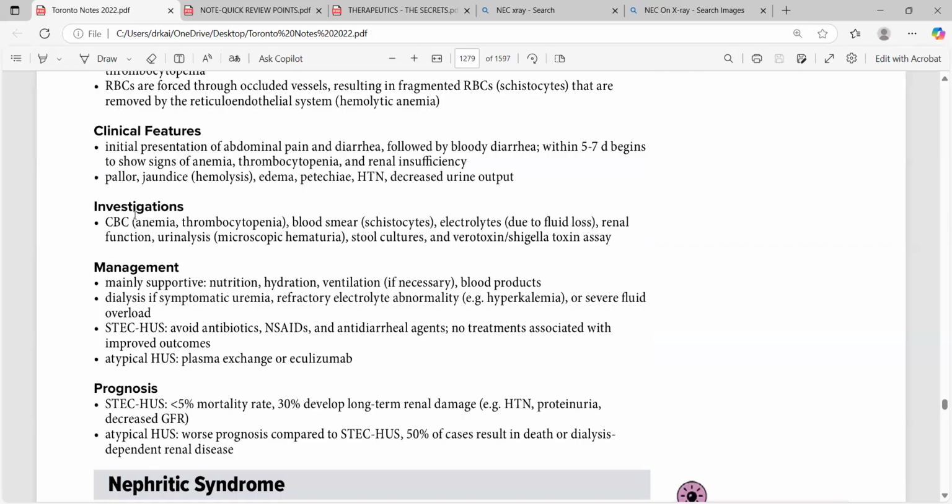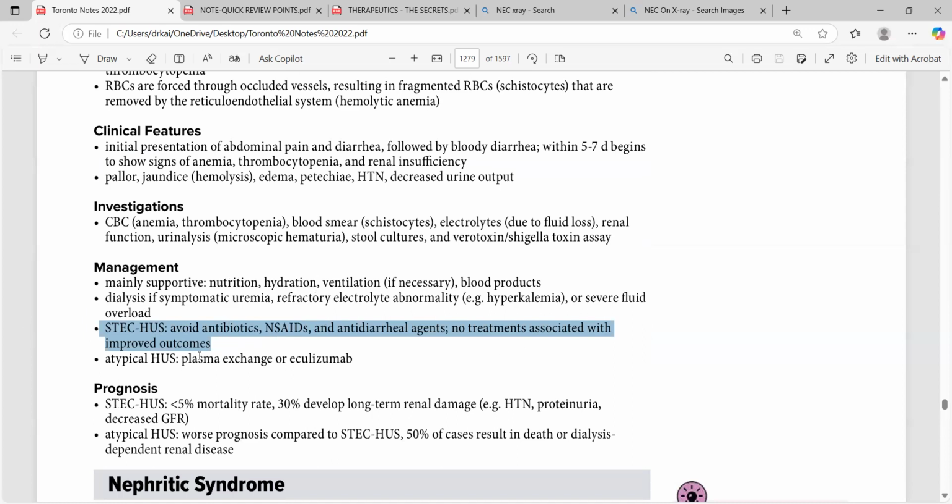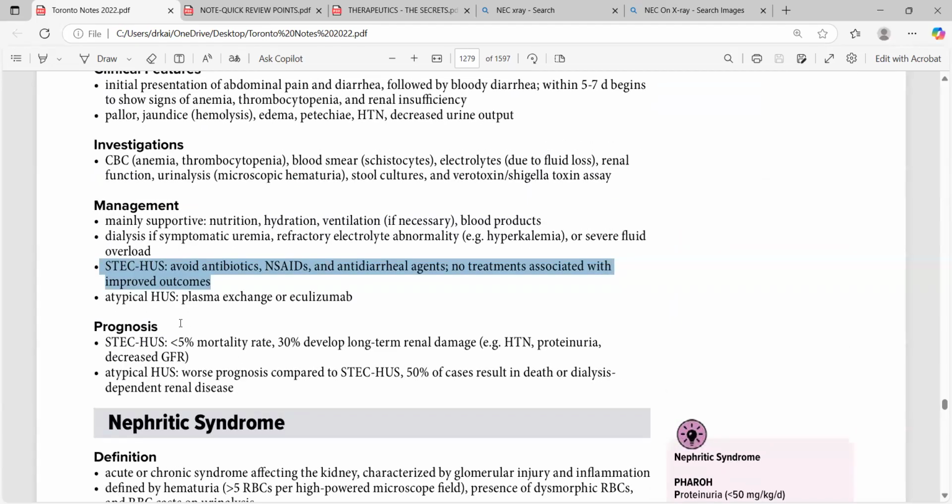In HUS, we do avoid antibiotics, NSAIDs, and antidiarrheal drugs. No treatment is associated with improved outcome, so only supportive treatment, that's it. Don't go for anything. Sometimes some topics are only important because of their prevention.